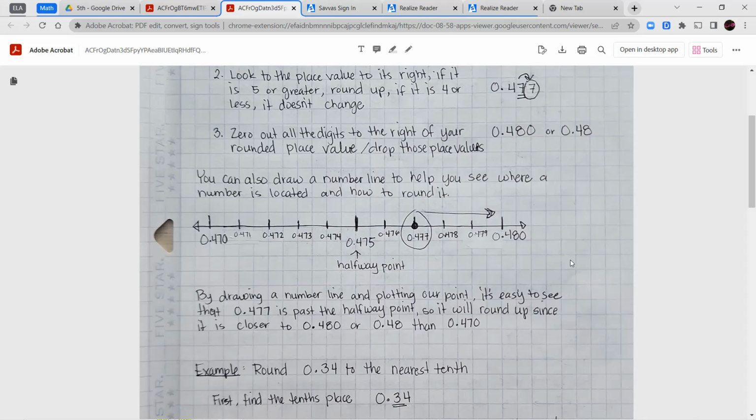Now, once you've found your halfway point, you're going to put the point that you're working on. So the point that you are currently trying to decide which way to move, you're going to plot that point on your number line. You find the location and you put the mark for it. Once you've done that, it's easy to see. If it's past the halfway point, you're going to round up. If it is before the halfway point, then you're going to leave that digit the same. You're not going to change it.